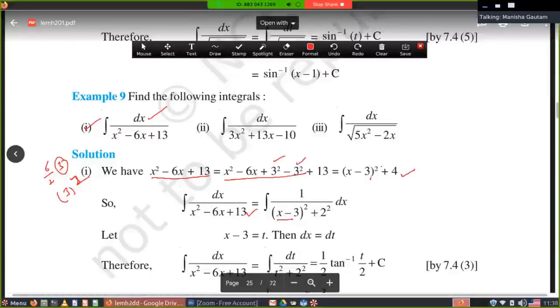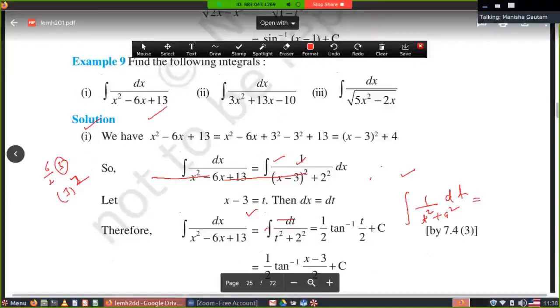Now x minus 3 is t. So now it becomes 1 upon t square plus a square with respect to t. That will be integrated by using the standard formula. Now this is the standard formula. You can see here it is x square in the formula, so you can apply 1 upon a tangent inverse x upon a. X is t here, put the value of t.